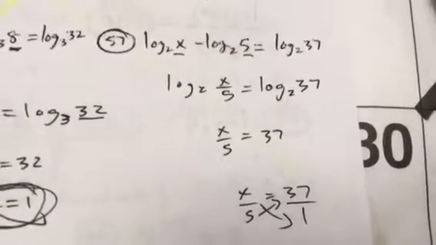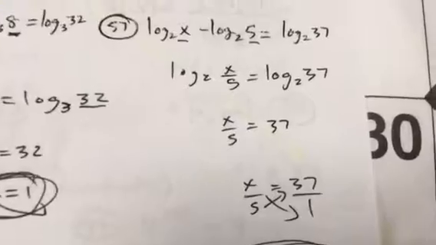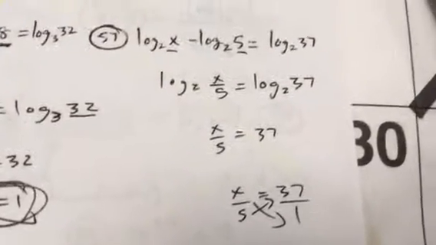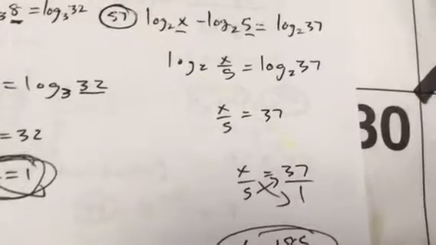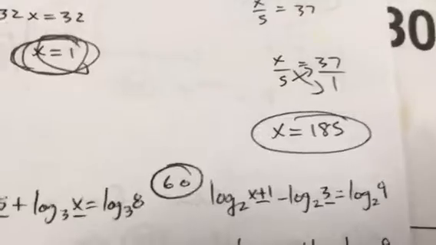57, subtraction in the log world means division, so it's going to be log base 2 of x over 5. X goes first, so it's the numerator. 5 is the denominator because it comes second, equals log base 2 of 37. That means you have x over 5 equals 37. Make 37 over 1, cross multiply, get x is 185.